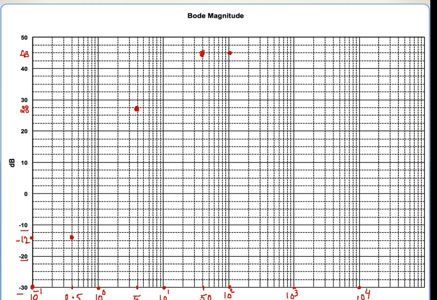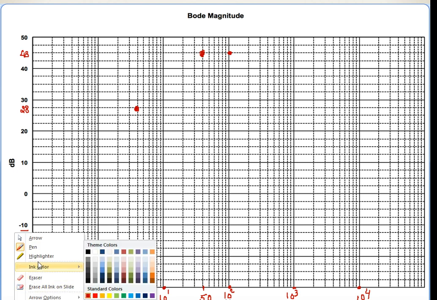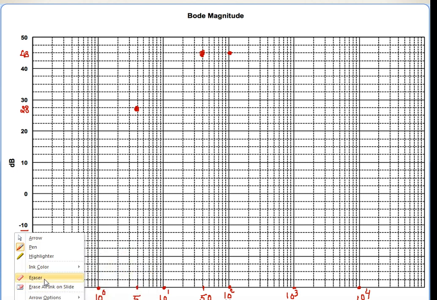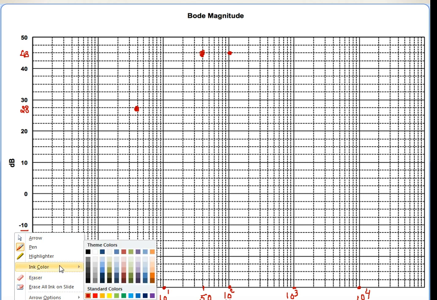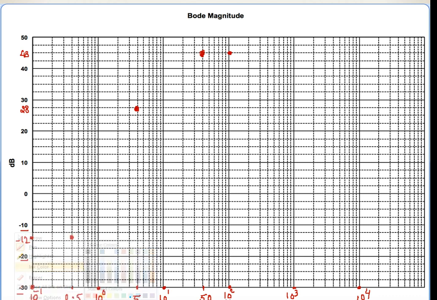Join all the points. I am just indicating what are the different magnitudes at different corner frequencies. Join all the points. So the first point is here. Join all the points with straight lines.